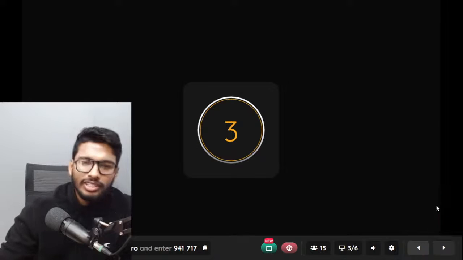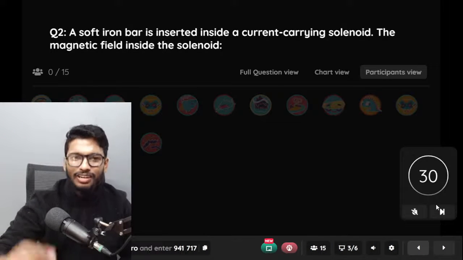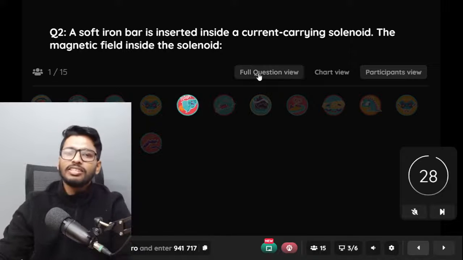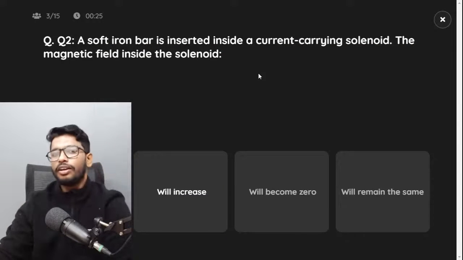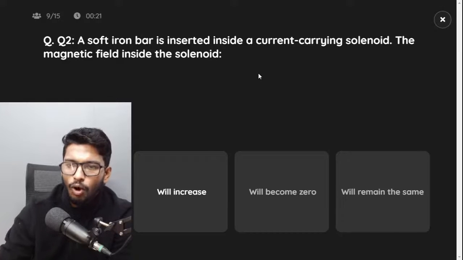Second question on your screens. 3 seconds to prepare yourselves mentally. Here we go. It's alright, Sadvika. You can try this one. A soft iron bar is inserted inside a current carrying solenoid. The magnetic field inside the solenoid will decrease, will increase, will become zero, or will remain the same.